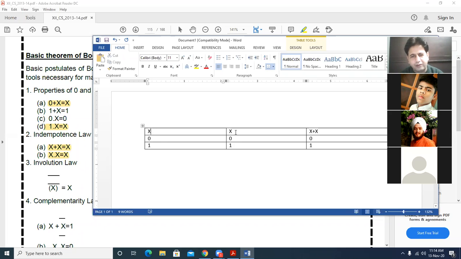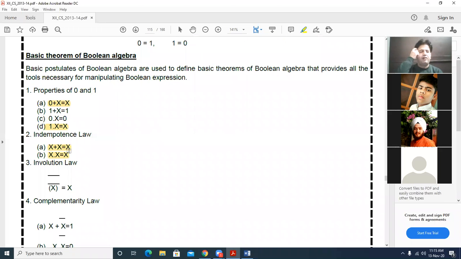Next is x and x is equal to x. So we take two x's here, and here I use the dot operator, and the dot operator indicates that we are using AND. So 0 0 is always 0, and 1 1 both are 1, that's 1. So the last column is equal to the first column. Again, this law is proved. So it is called the idempotence law.